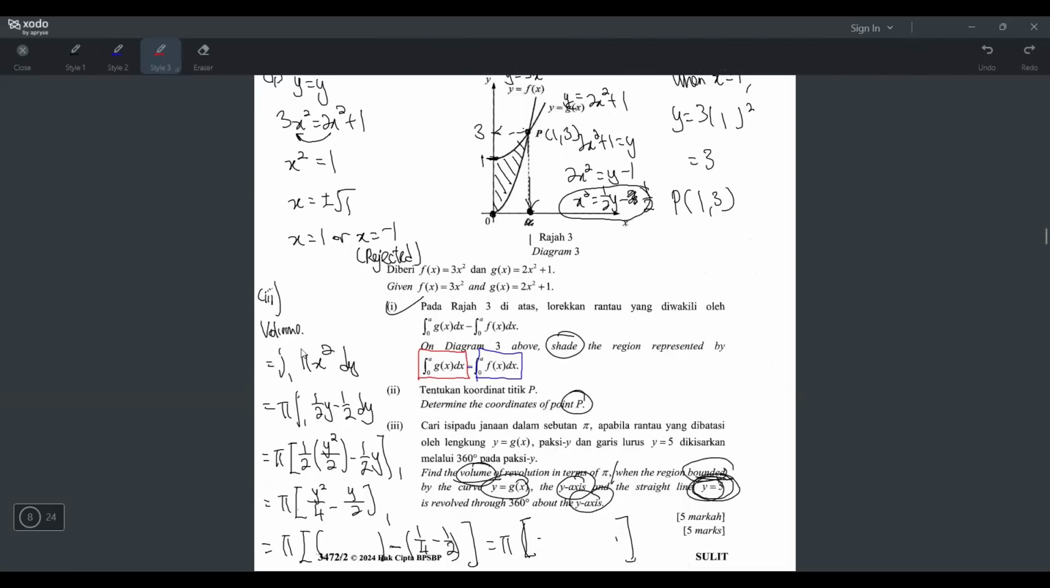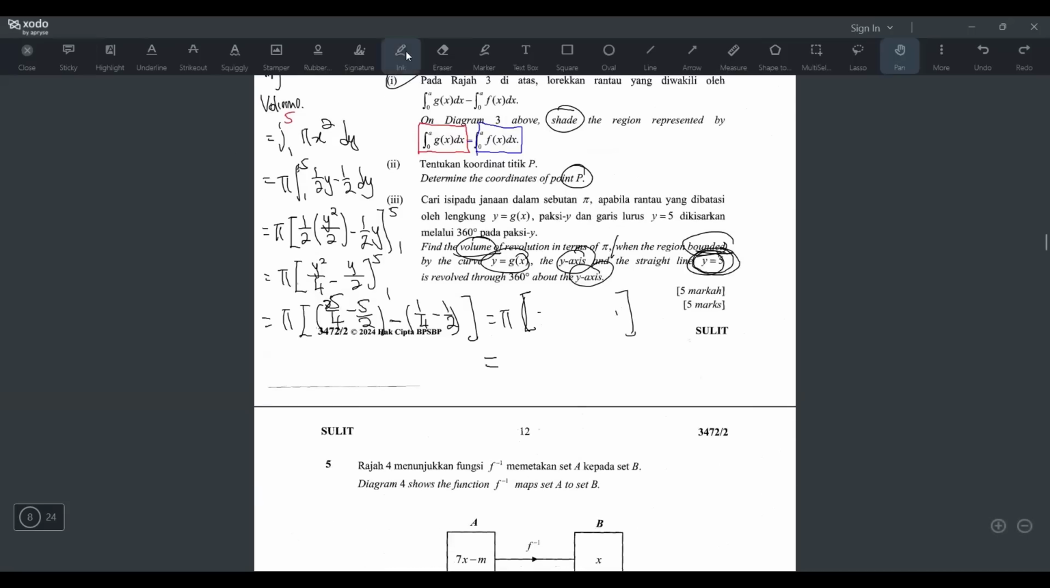Okay, so it means this should be 5 lah, right? Because it's from here to here, right? So it should be 5 to 1. Okay. So I made a careless mistake. Sorry. So this one is 5. This is also 5. This is also 5. Okay, so it should be sub 5 inside. So 5 square is 25. So 25 over 4 minus 5 over 2 like this. Right? But this is correct. Because this one sub 1 inside. This one is indeed correct. Okay, so let's continue from here.